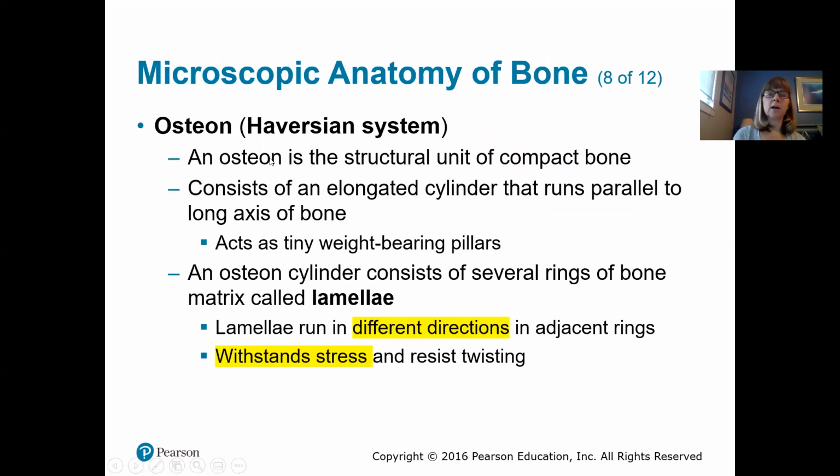So each osteon is a structural unit of the compact bone, and it runs parallel to the axis of the bone, and it allows for that weight bearing. So it's pretty amazing how it allows it to withstand the stress and the twisting of it.